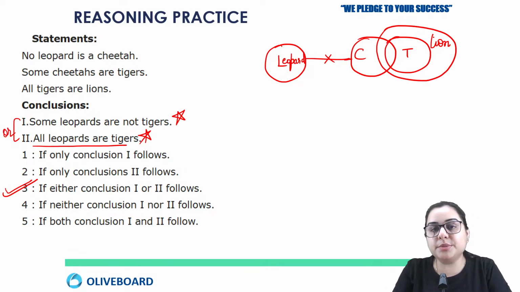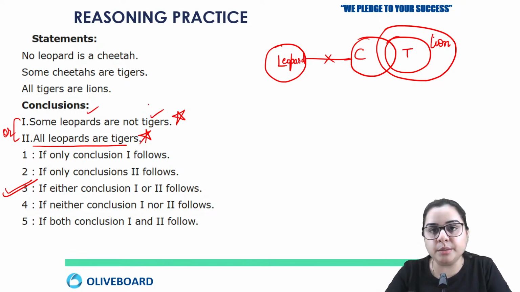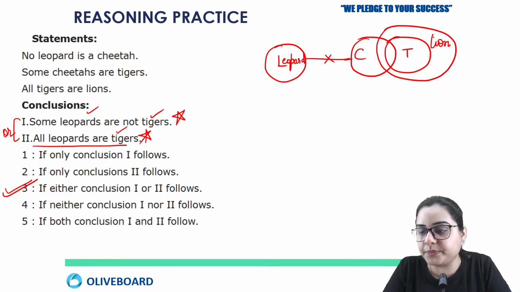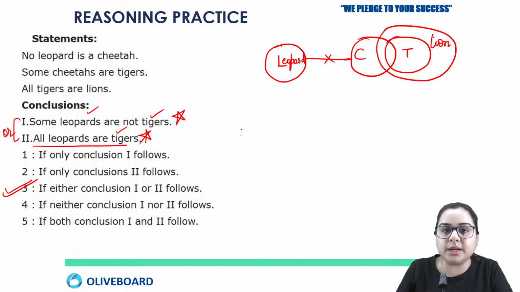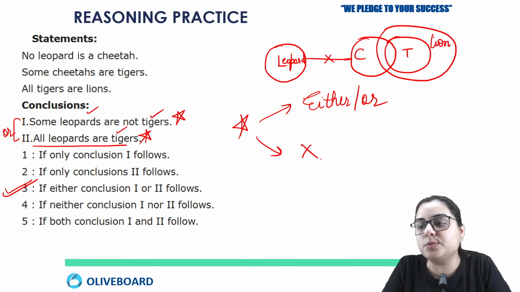Whenever we have some conclusion which I cannot even tick, which I cannot even mark wrong, due to the fact that these are doubtful conclusions. Now, "some leopards are not tigers", I cannot even take it as impossible because this can happen. And the second part also can happen, but that is not sure. So whenever we have unsure conclusions, we mark a star on them, and on those star conclusions either-or can be marked. If we are not getting the pair of either-or, then those conclusions will be wrong. So this is what we do.